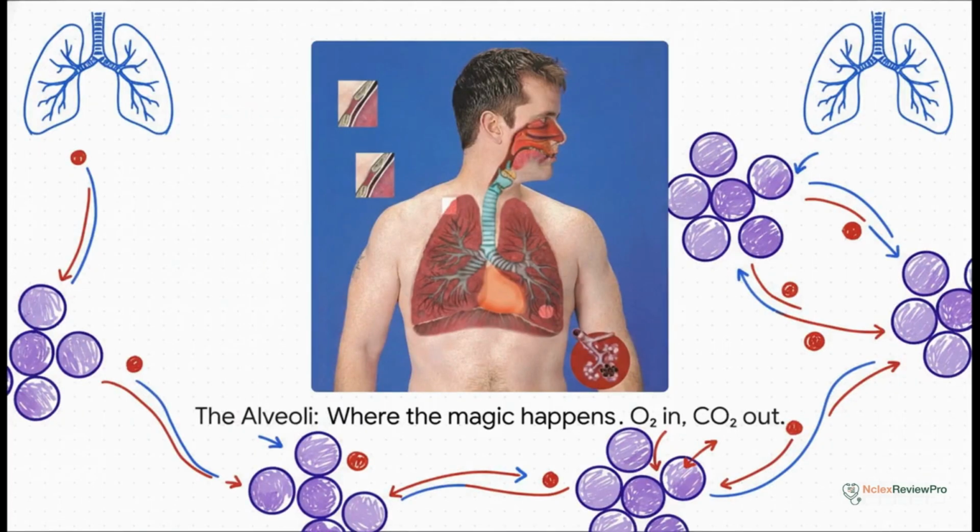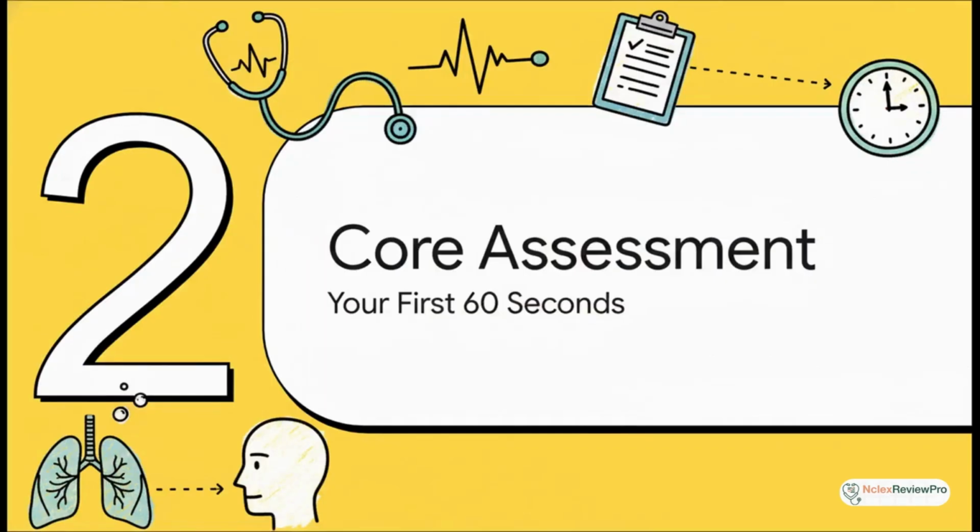And this is where it all goes down. The alveoli, these tiny little air sacs in the lungs. Think of them like microscopic bunches of grapes. They're the functional units for gas exchange. This is the exact spot where oxygen crosses over into the bloodstream and carbon dioxide crosses out so we can get rid of it.